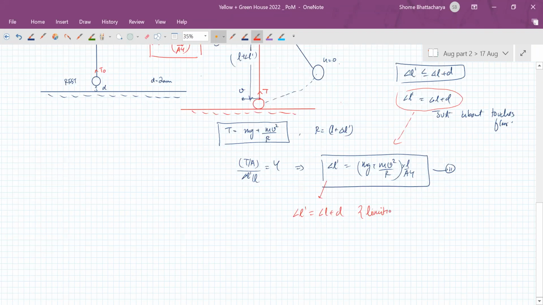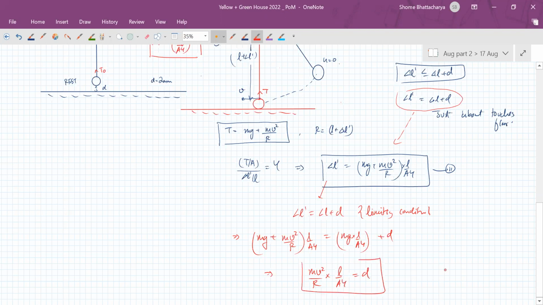That gap. For that limiting condition, we have that's your delta L prime, that should be equal to delta L, which was mg into L upon AY plus D. You can see this term and this term will cancel. So we have the relation that mv square by R into L upon A into Young's modulus should be equal to D. So this is the equation we have to solve now.